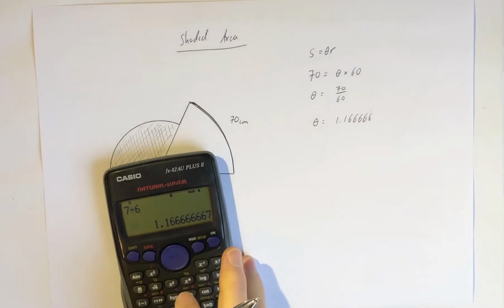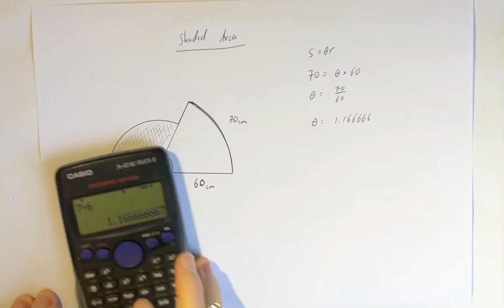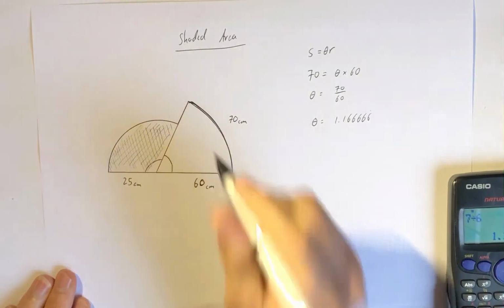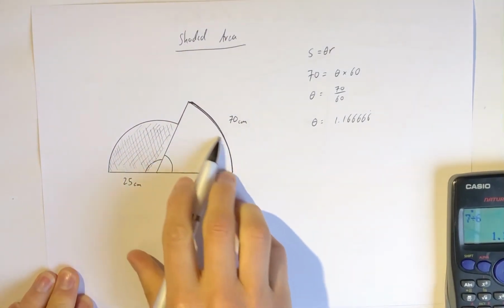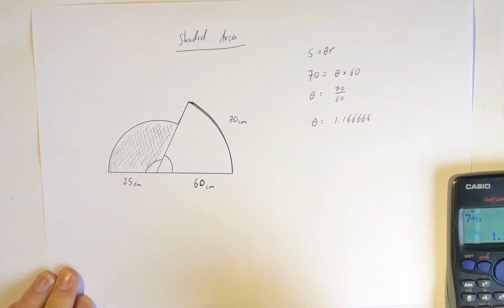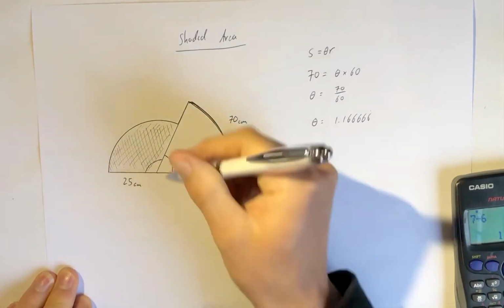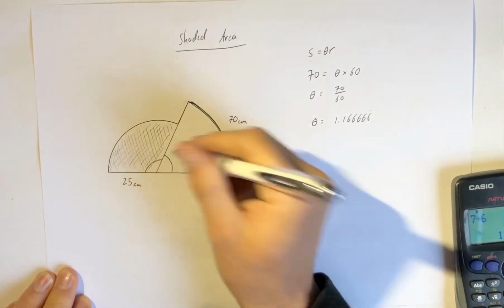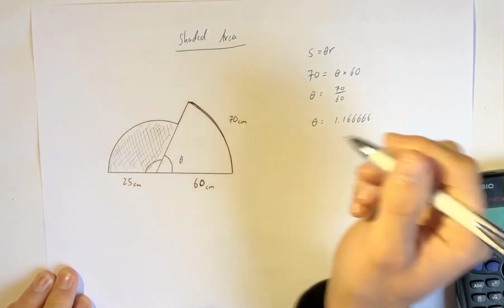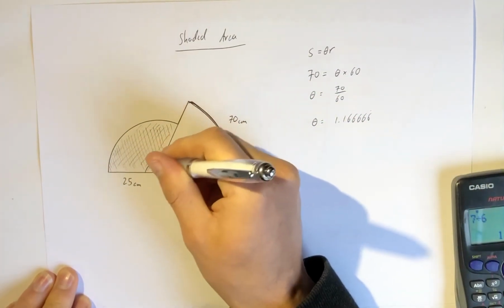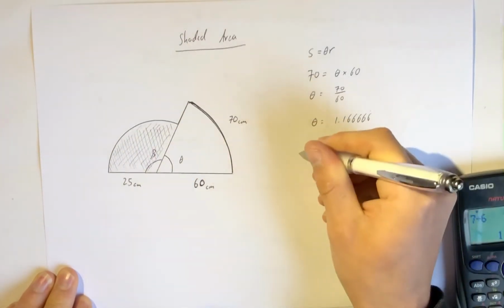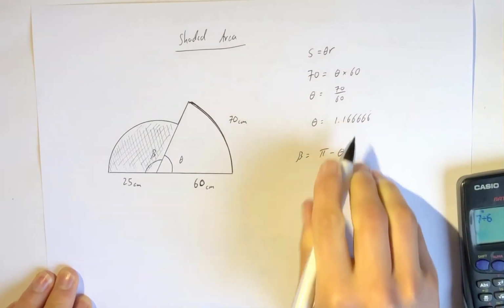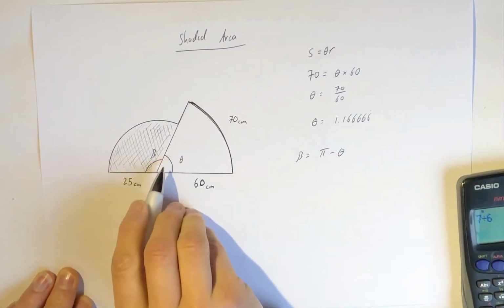Okay? Now, that was all well and good. We've got this angle here, but it was this one that we want, don't we? Now, can you remember how many radians are in half a circle? It's pi. So this angle here in radian measure would be, we'll call this theta, I'll call this beta. So beta is going to be pi minus that angle. So pi, take away that angle, will give us this.